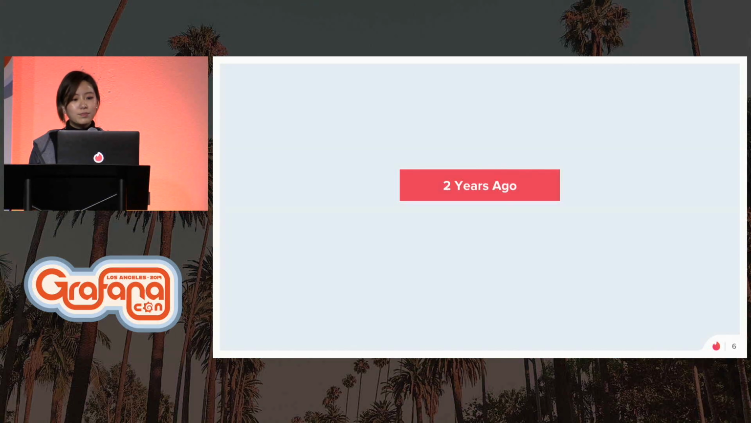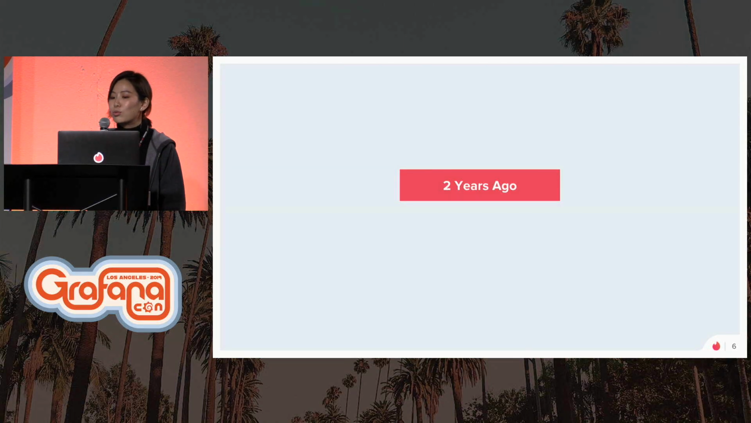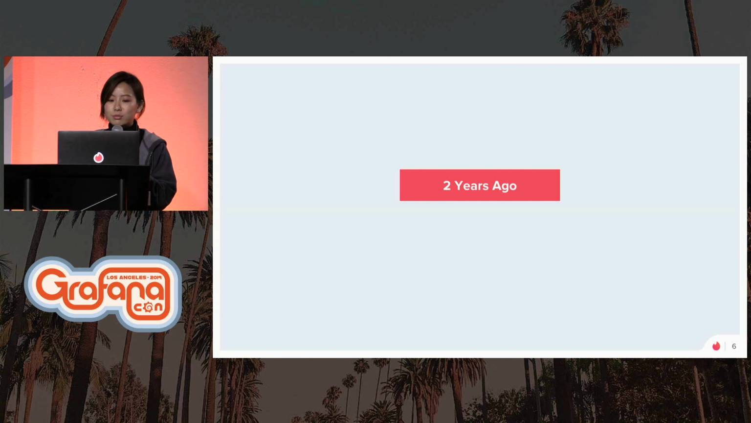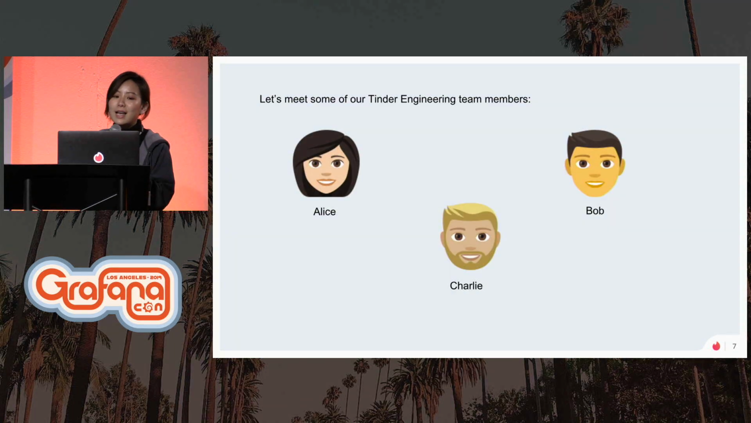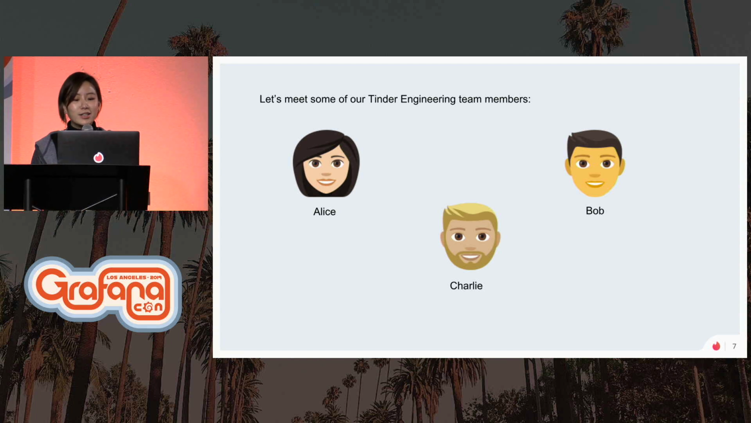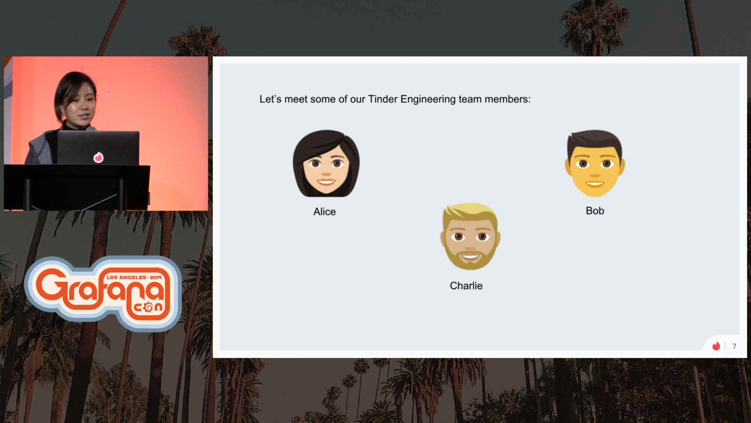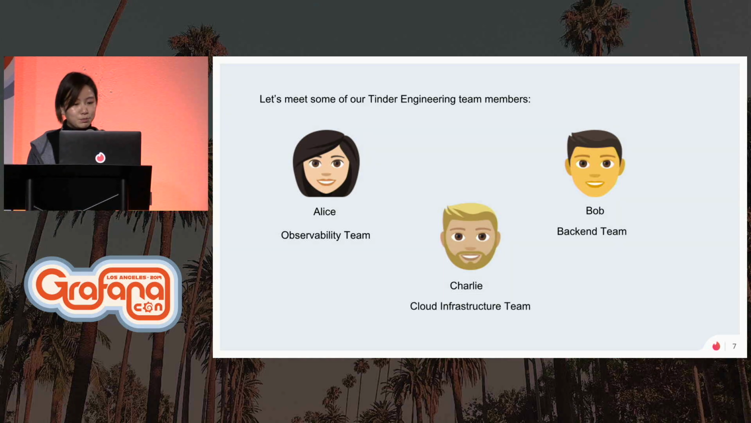So let's get started. There's a saying that Rome was not built in one day, and Tinder's Grafana monitoring infrastructure was also not built in one day. Our story starts from 2 years ago. First, let's meet some of our Tinder engineering team members, Alice, Bob, and Charlie. Those are really famous characters from our college textbooks, but this time they work for Tinder's engineering team. Alice is in the observability team, Bob in the backend team, and Charlie in the cloud infra team.